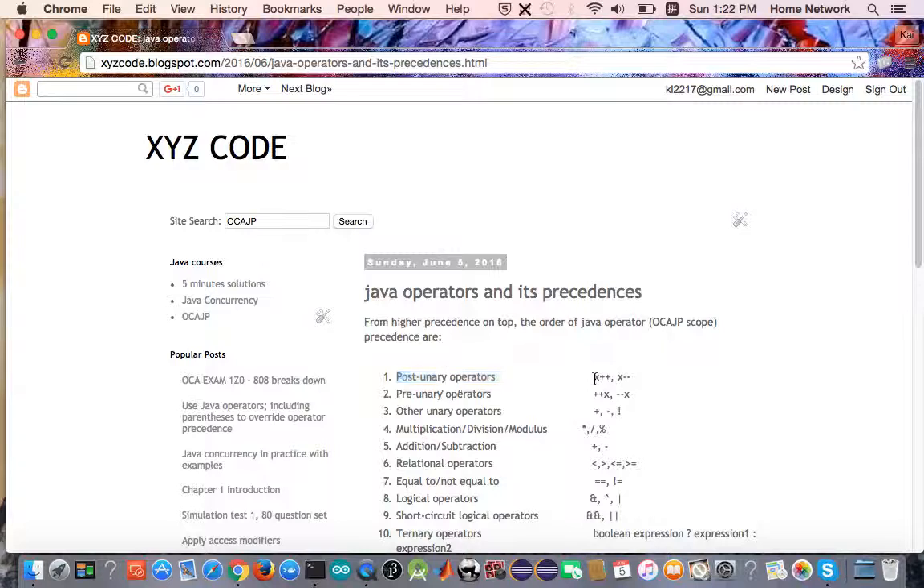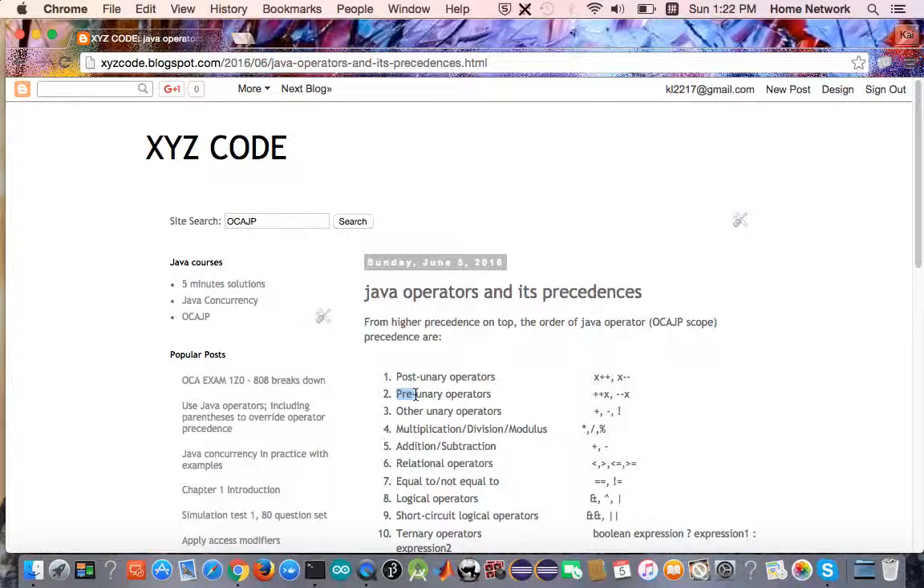x++ means we first get the value of x. After that, we increase the value of x by 1. x-- means we first get the value of x, then we decrease the value of x by 1.